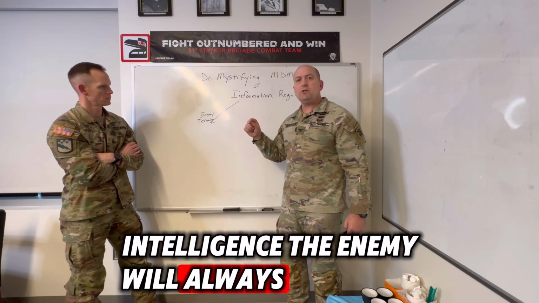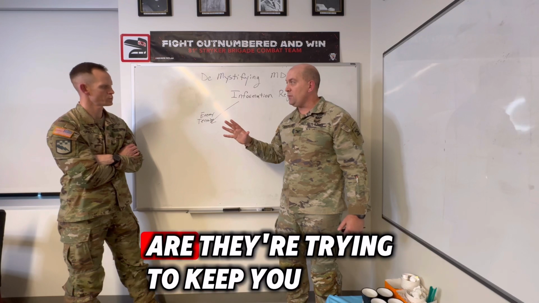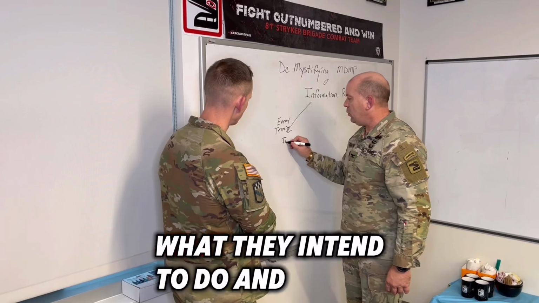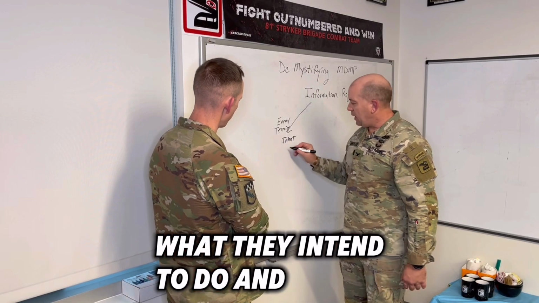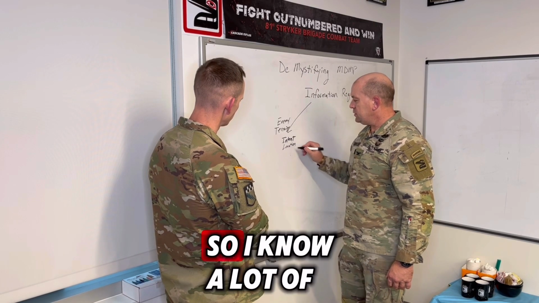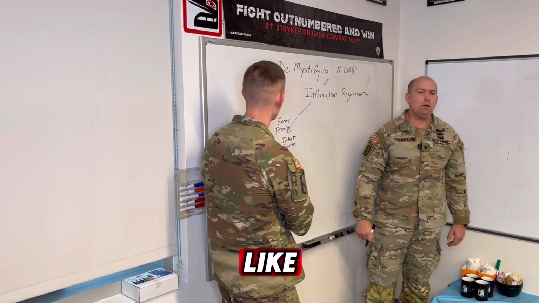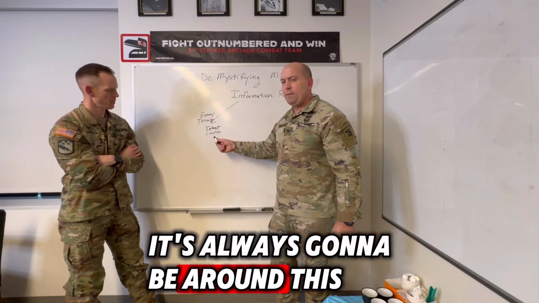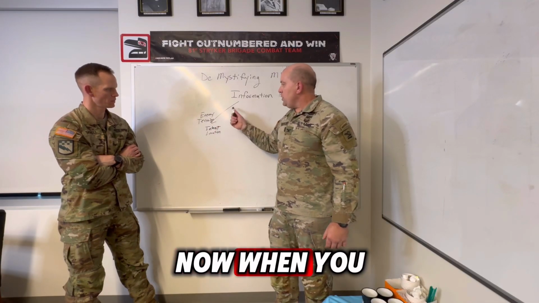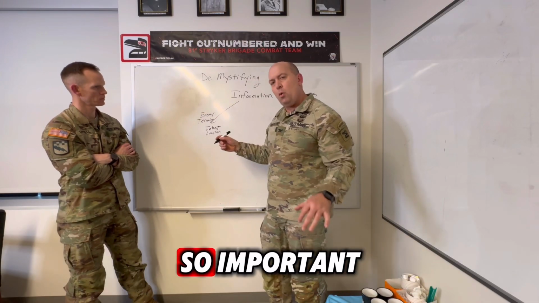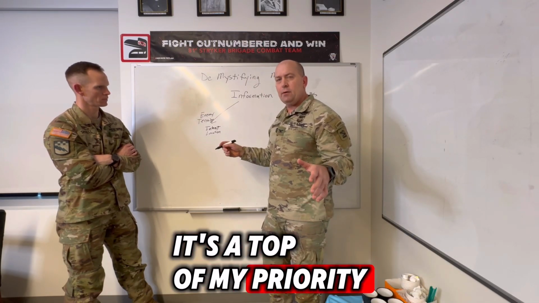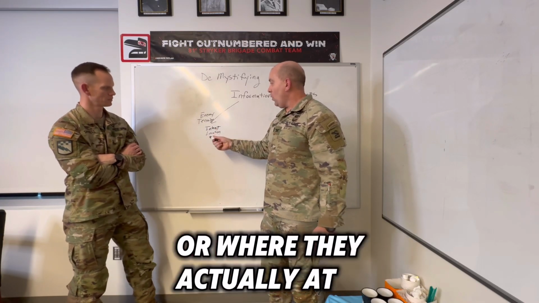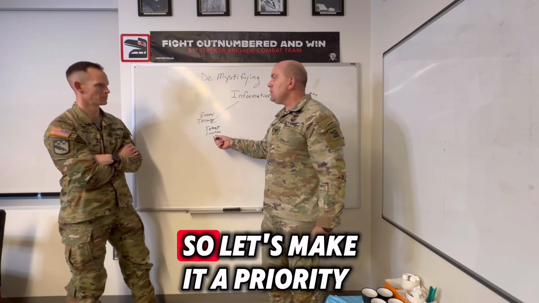With intelligence, the enemy will always be doing counterintelligence operations on it. They're trying to keep you from knowing it. It will always come around these things: what they intend to do and their location. I know a lot of people, when they do PIRs, go with composition, disposition, and all this stuff. It's always going to be around this. Now, there is some information that's so important it's the top of my priority, like, what's the enemy planning to do? Pretty powerful, right? Yes, sir. Or where are they actually at? So let's make it a priority.